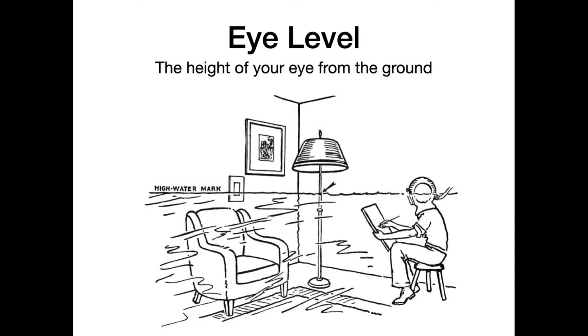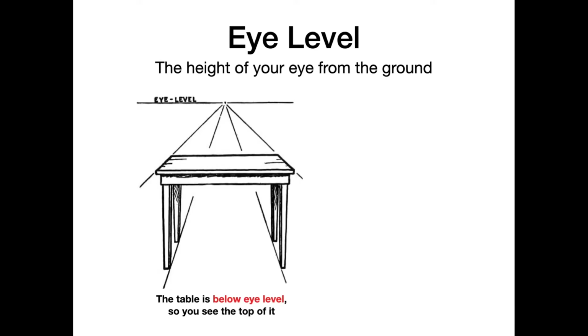So I want you to imagine the room filling with water all the way up to your eyes. Where the water hits your eyes is eye level, right there. Everything below the surface is below eye level, and everything above the surface is above eye level. This is important because how you draw something will all depend on its relation to you.